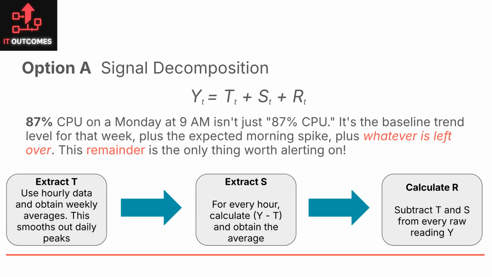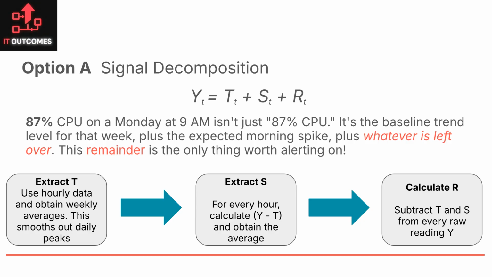So how do we go about obtaining these values? Well, number one, you're going to obtain t, right? And what you're going to do is average out your hourly data, all those observations, all those values of y that you've collected, average those out per week, right? And that's going to smooth out your daily peak. So you're going to be eliminating outliers and have a better representation of the behavior of the CPU utilization.